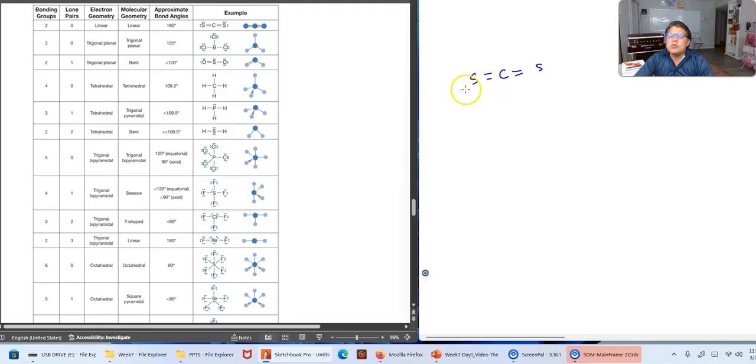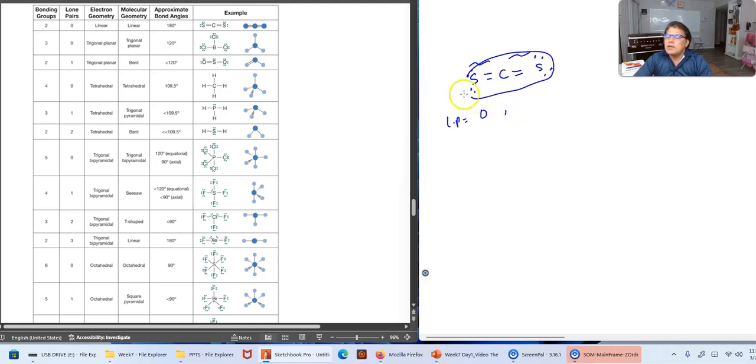This is the CS2 molecule, and this is the Lewis structure. So how many bonding groups? One group is this, one group is this, right? There are two bonding groups, and the lone pair is 0. With lone pair 0, the electron geometry will be linear.